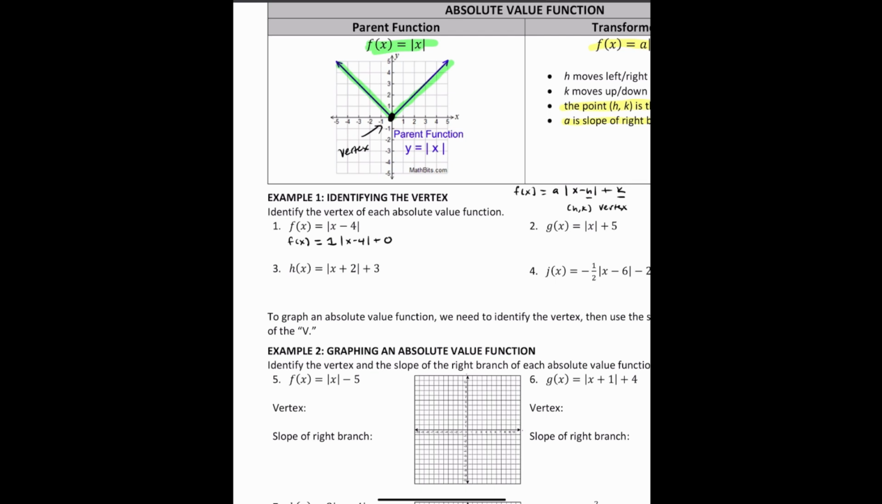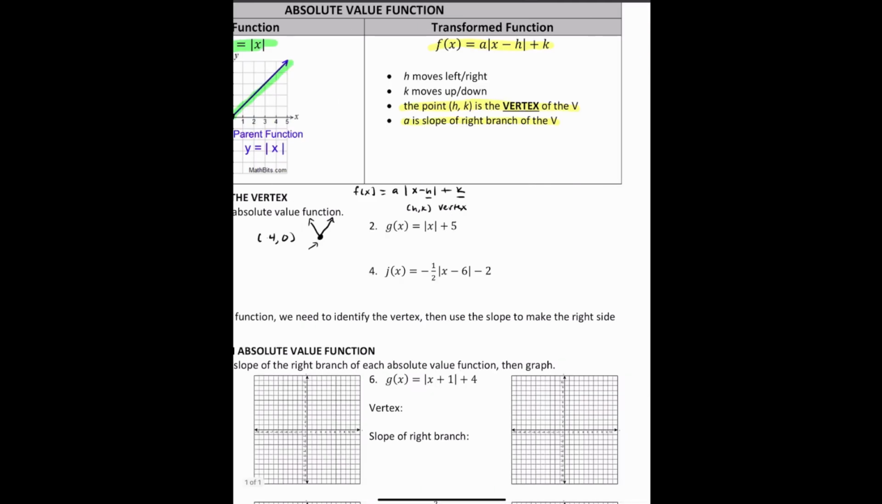So our vertex, this is h, and this is k, because it's the absolute value of x minus h plus k. So the vertex is 4, 0. So if I were to draw a sketch of the graph, the vertex should be at 4, 0. Number 2, we have g of x is equal to the absolute value of x plus 5. Again, we're going to compare this function to the transform function, and we're going to rewrite this a little bit so it looks very similar.